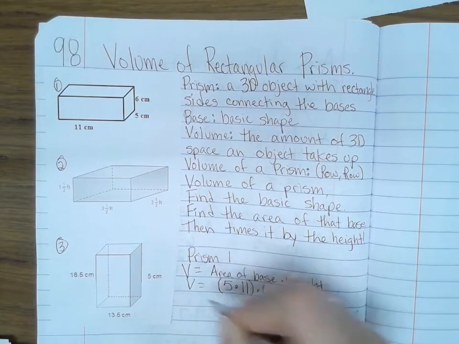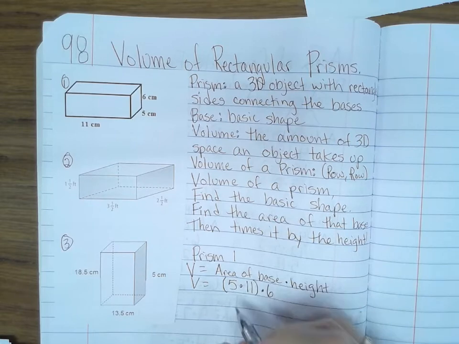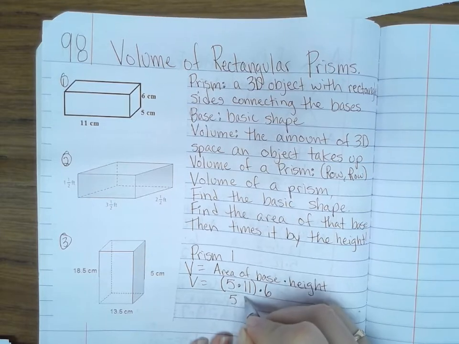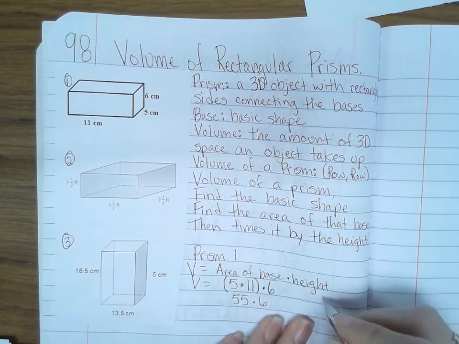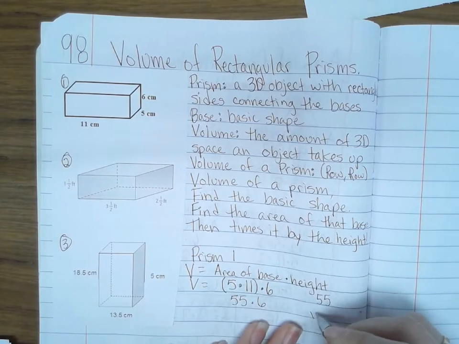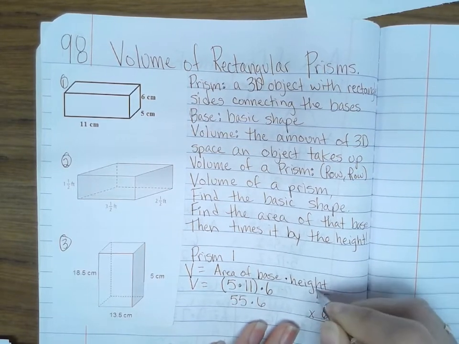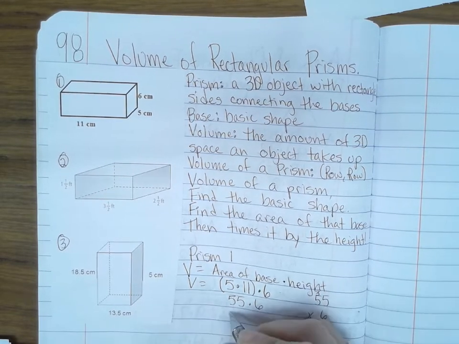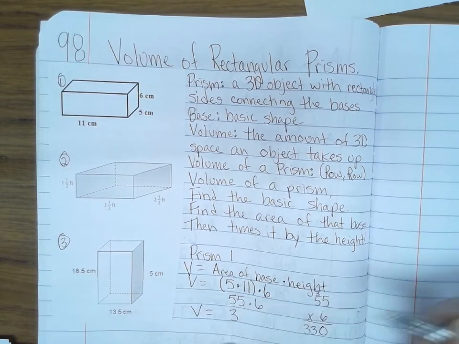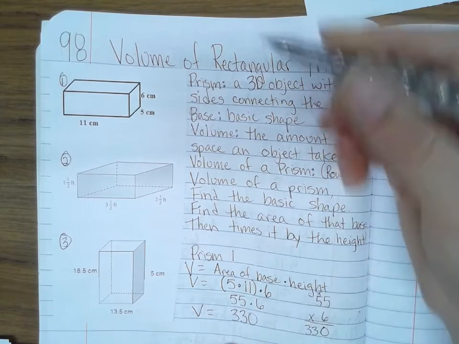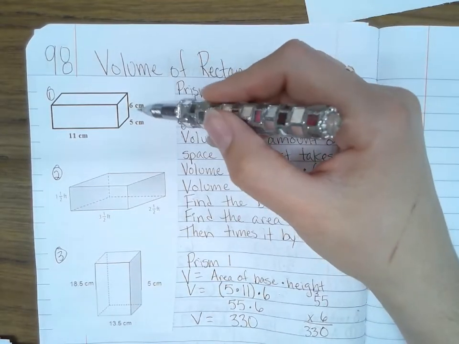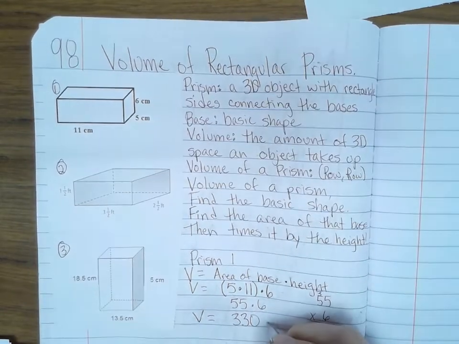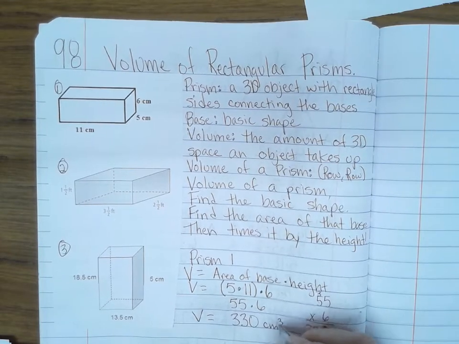So volume here, 5 times 11 is 55. And then 55 times 6, I'm not sure what that is in my head. 6 times 5 is 30. Regroup 3. 6 times 5 is 30 plus 3. So 330. The volume of Prism 1 is 330. Now, volume is 3-dimensional, so this is going to be cubed. So it would be centimeters cubed. Notice I put that 3 there.